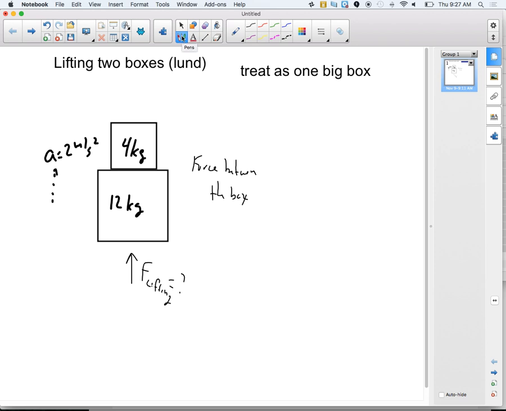So what that says is I'll start off by saying I have 16 kilograms, so 160 newtons going down, and I have a force of lift going up, and then I can apply Newton's second law, which says that the sum of the forces is ma, so I'll have F lift minus 160 is 16 kilograms multiplied by a. Perfect.